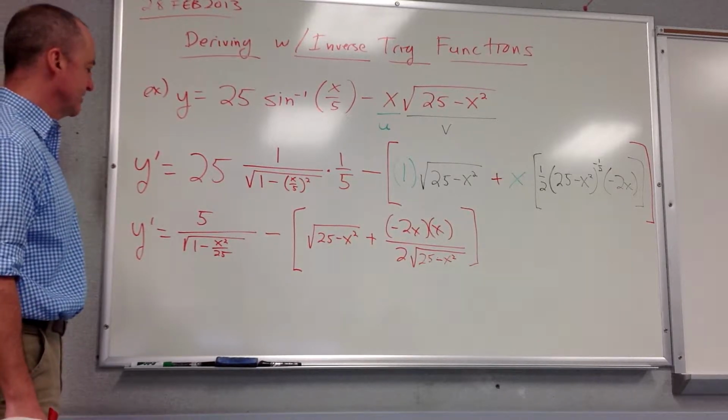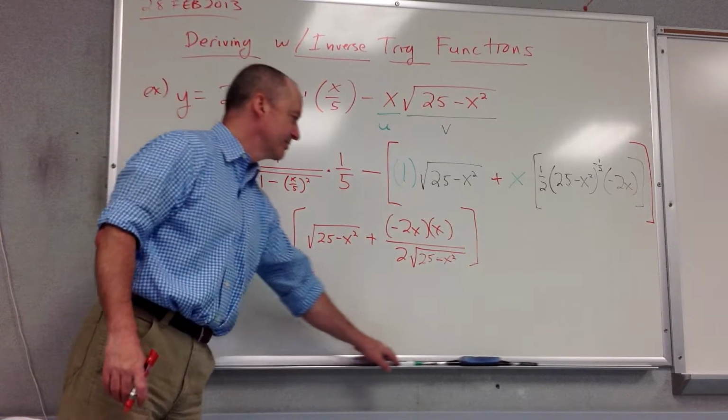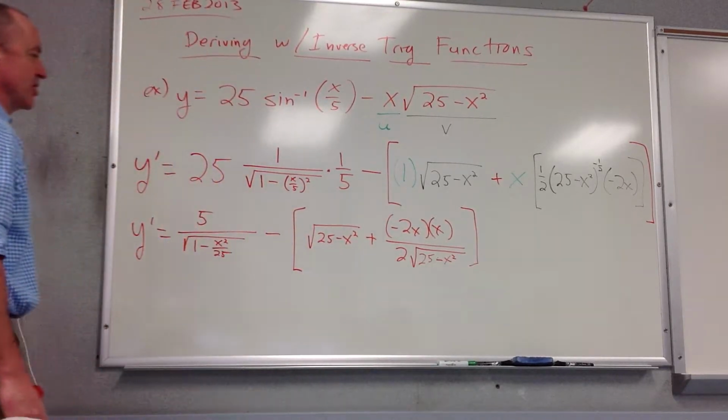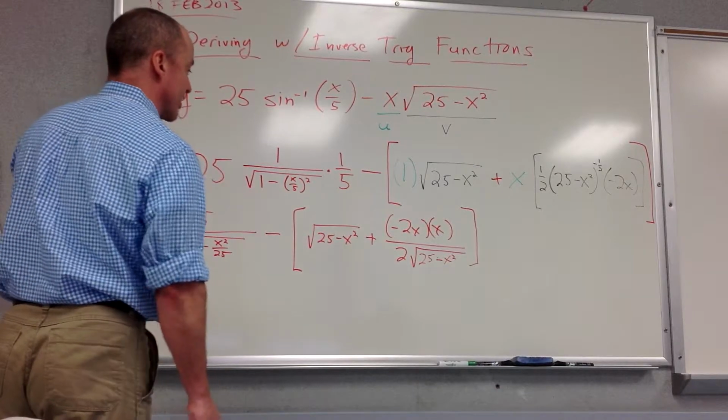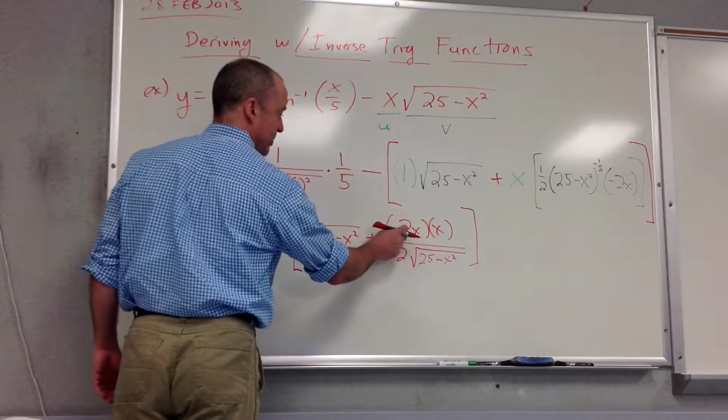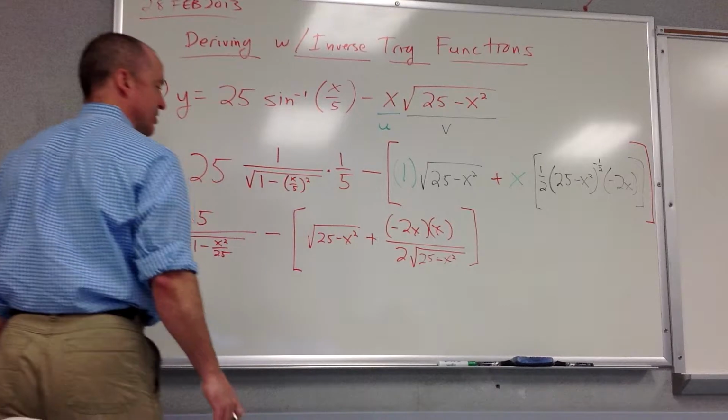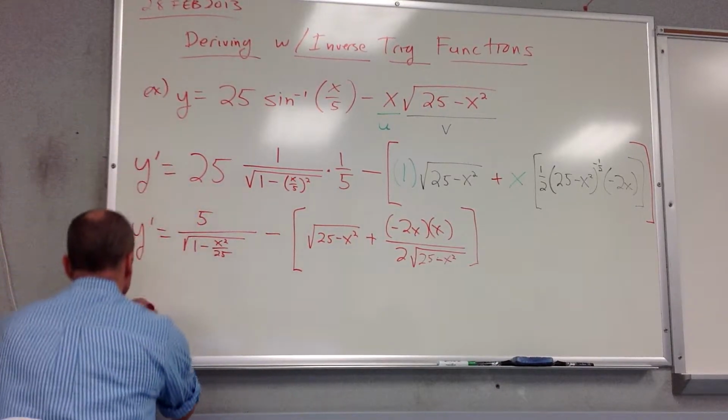Is this simplified yet? No. This camera setup is hard to move, so we're stuck on one board, so I've got one more line to simplify it. Get a little further. For one thing, I can simplify the 2 and the 2. Right. x times x is x squared. Let's take care of that.